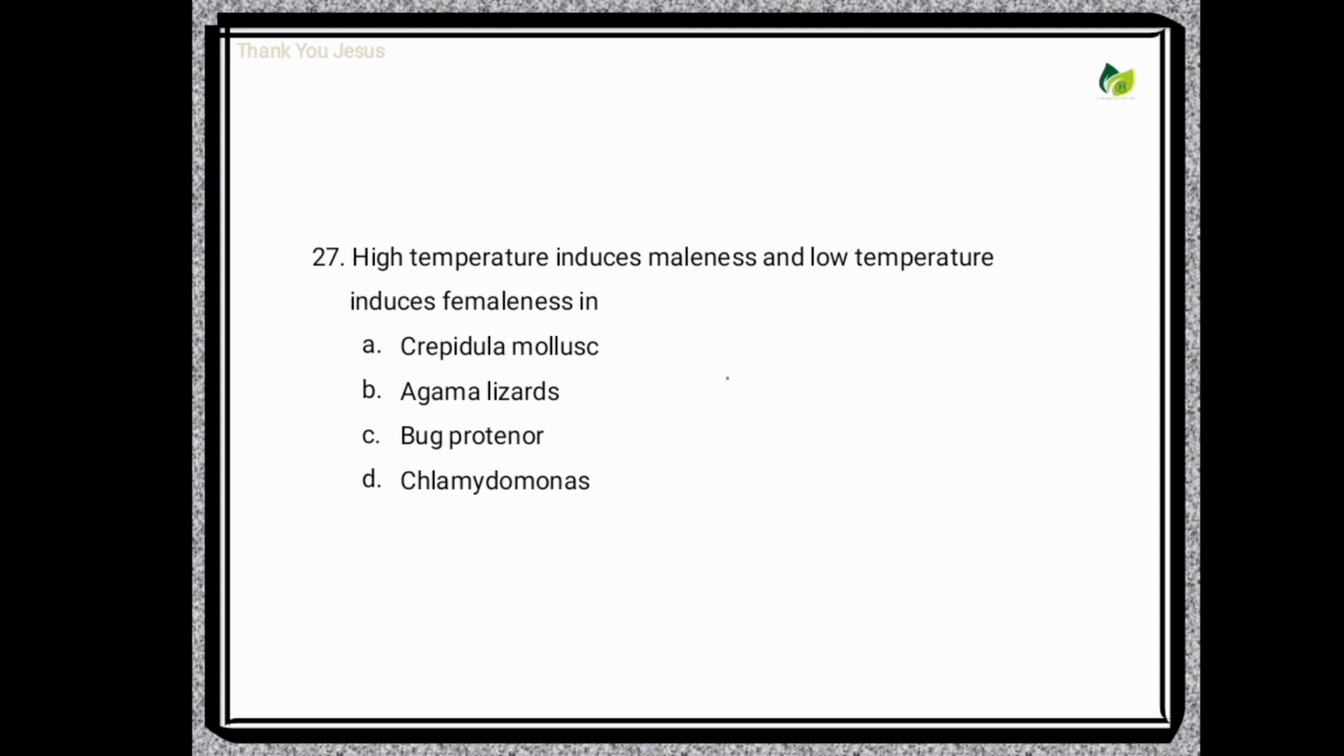Okay, let's see the next question. High temperature induces maleness and low temperature induces femaleness in: Crepidula mollusk, agama lizards, bug protein, chlamydomonas. The correct answer is agama lizards. There, high temperature induces maleness and low temperature induces femaleness.